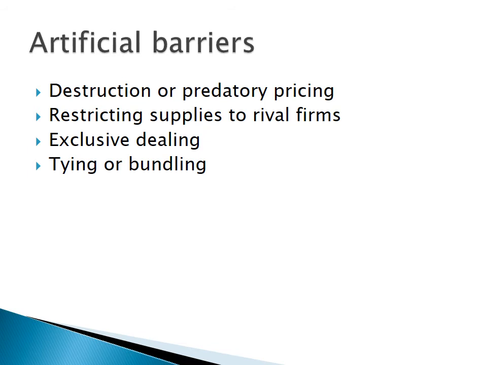The last artificial barrier can be tying or bundling. Tying or bundling arrangements are similar to exclusive deals. A tying arrangement involves a firm agreeing to sell one product to a customer but only on the condition that the customer also purchases one or more different products from the same firm, even if the customer does not want the other products. So these are the artificial barriers.